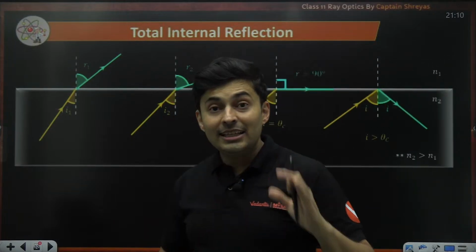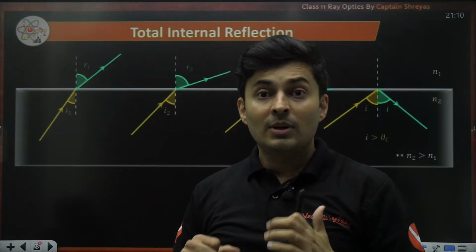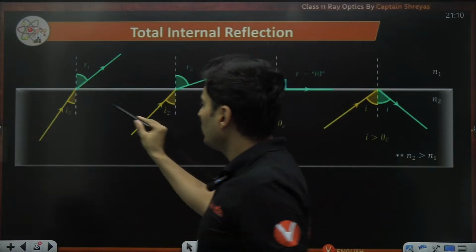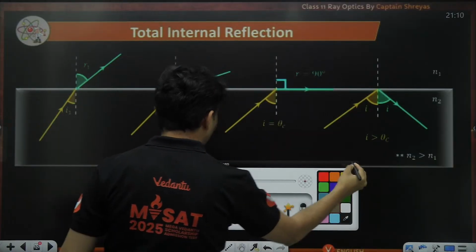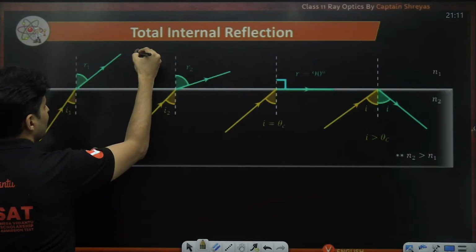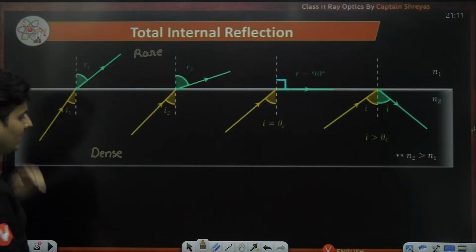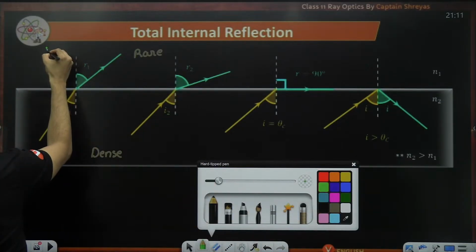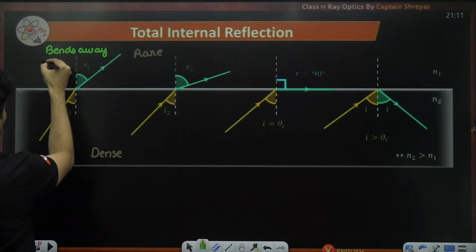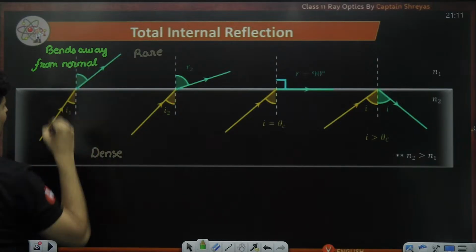See, when light goes from rare to dense, it bends towards the normal. But when it goes from dense to rare, it goes away from the normal. So imagine this to be a denser medium, and this is obviously a rarer medium. So if a ray is going here, it will definitely bend away from the normal.